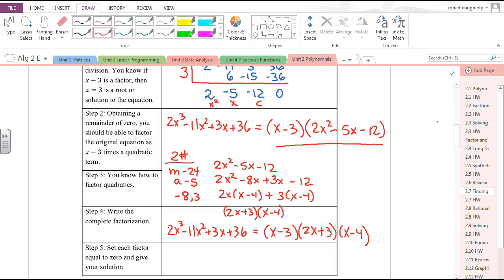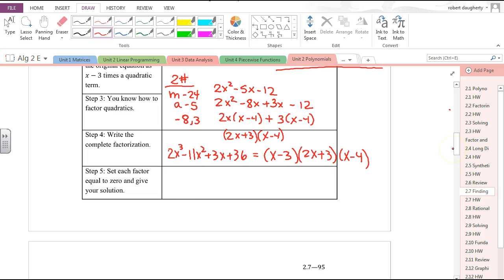Now, how do I find the solutions? I set them equal to what? 0. So my final solution is what numbers? Yeah, negative 3 halves and 4. Okay? So really, there's nothing new here. We know how to do synthetic division. We know how to factor a quadratic. We had to put both of those skills into play one after another to factor this cubic.